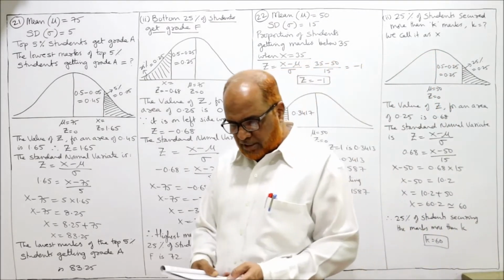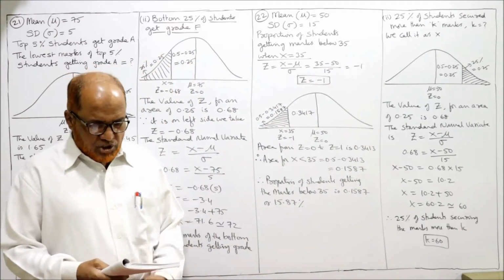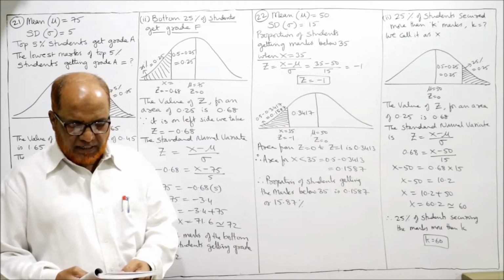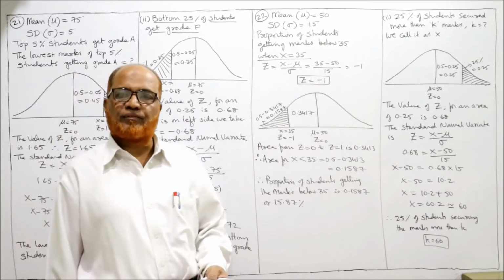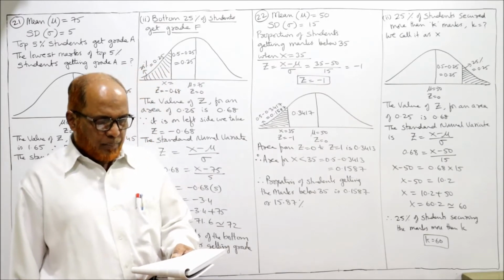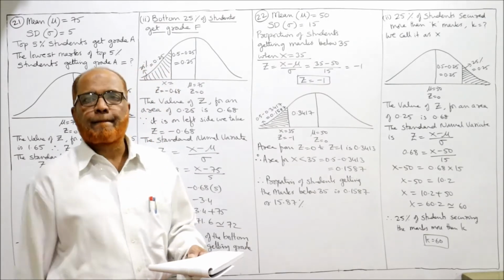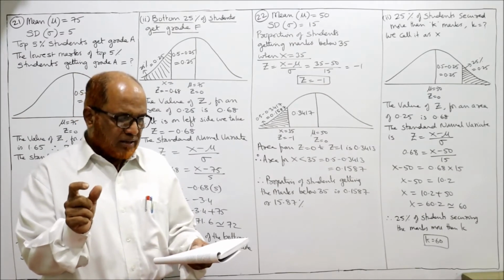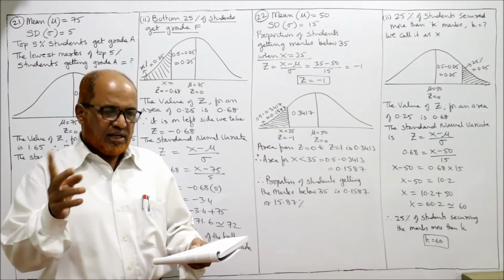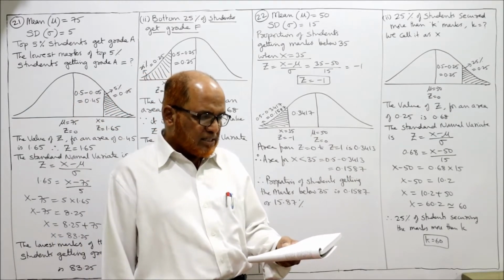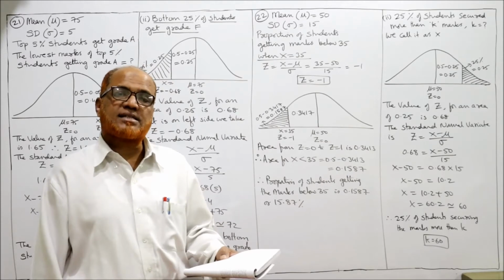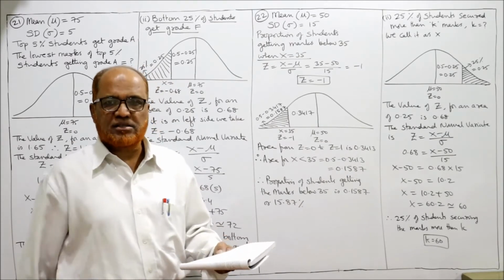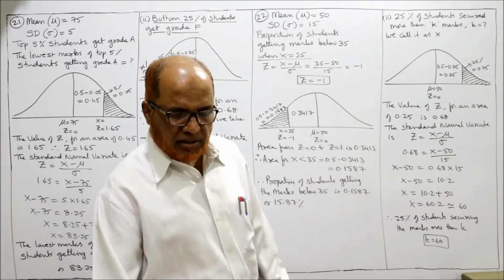Now see problem number 22. The distribution of marks obtained by a group of students may be assumed to be normal with mu 50 and standard deviation 15. Estimate the proportion of students with marks below 35. That is the first question. Second question: if 25% of students secured more than K marks, ascertain K. These are the two questions.